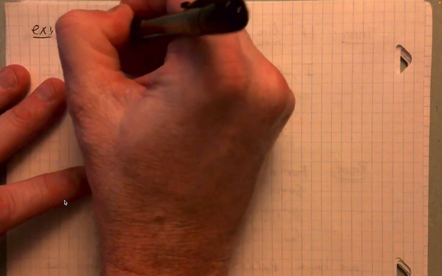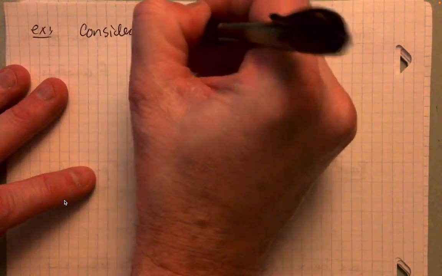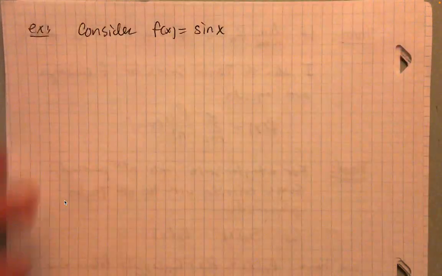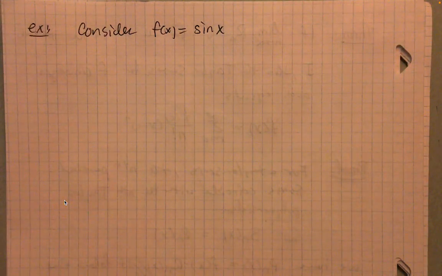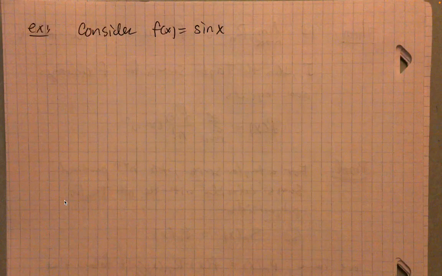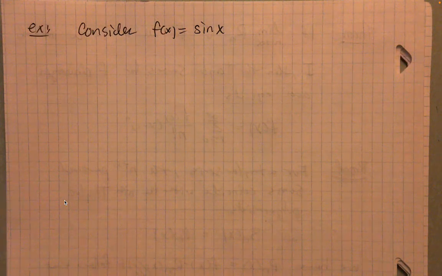Okay, so example. Let's pull back up our example with f of x equals sine of x. So consider f of x equals sine of x. Using this same kind of mechanism that we've just been discussing, let's show that its Maclaurin series converges to sine for all x.